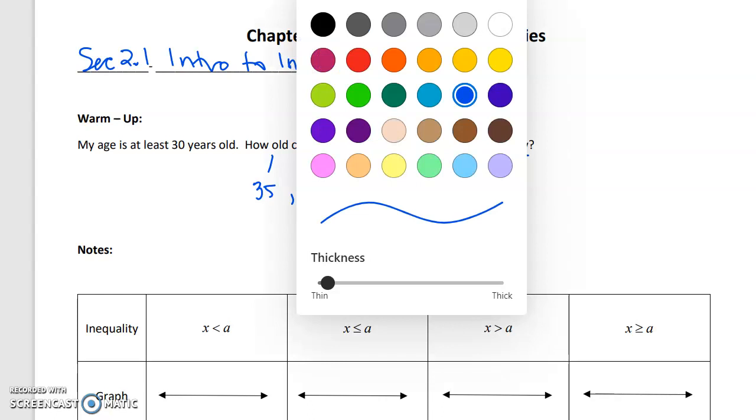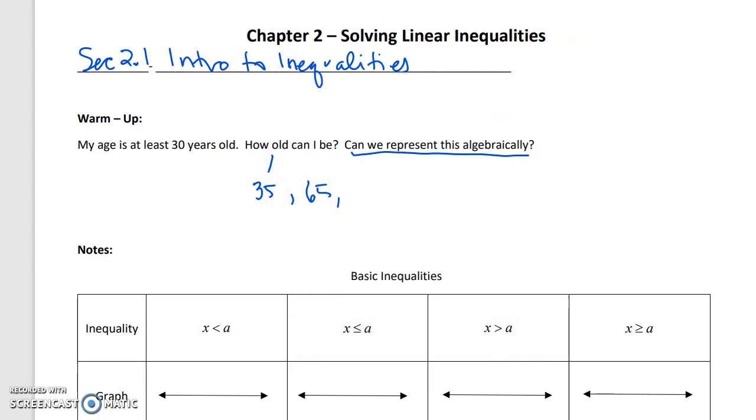So how do we represent things algebraically? Well, first we identify who's our variable. In this case, our unknown is my age, which I'll just call X. And we have a comparison here. My age is at least 30. So we're comparing our age to 30. So I wrote those two values there.